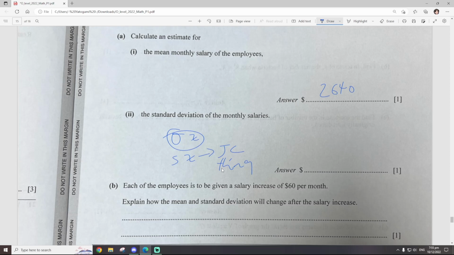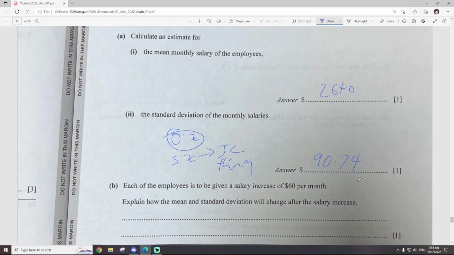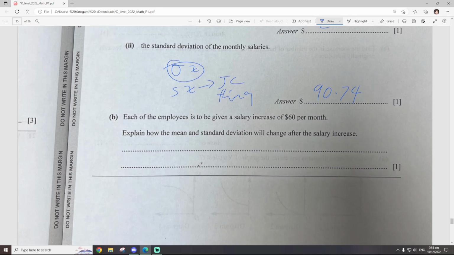This is the sample standard deviation, which is 90.74 to 2 dp. I can't remember exactly, but it was 90.74 to 2 dp. Okay. Each of the employees is to be given a salary increase of 60 per month. Explain how the mean and standard deviation will change. This is a standard question also. Mean will increase by 60. No change to SD, right?